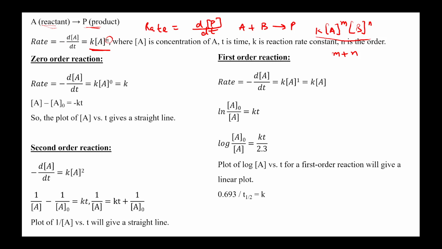In that case, we can define the rate as K A raised to the power of n. So if it's a zero order reaction, that means if the value of n is 0, we can see that something raised to the power of 0 is equal to 1. So the rate is independent of the substrate concentration or the reactant concentration. Rate is equal to the rate constant. K is a rate constant. K is the constant value.